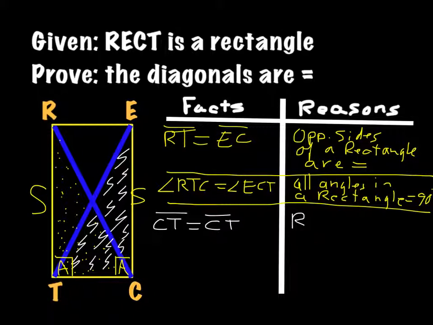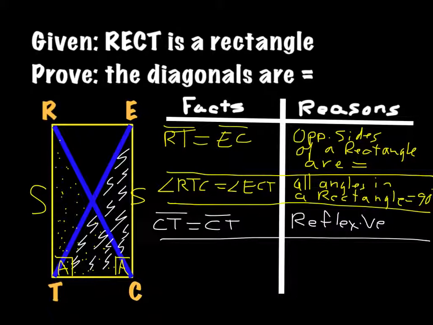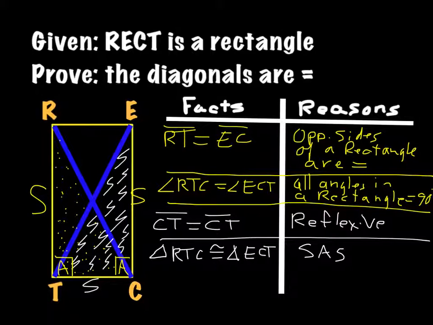And there's my good old buddy, the reflexive property again, giving me that extra side that I need. If I keep score on what I've got so far, I've actually got enough to prove it. Because I've got a side, angle, side pattern, I can say that triangle RTC is congruent to triangle ECT. And the reason for that is the side, angle, side pattern, which now unlocks the reason CPCTC.